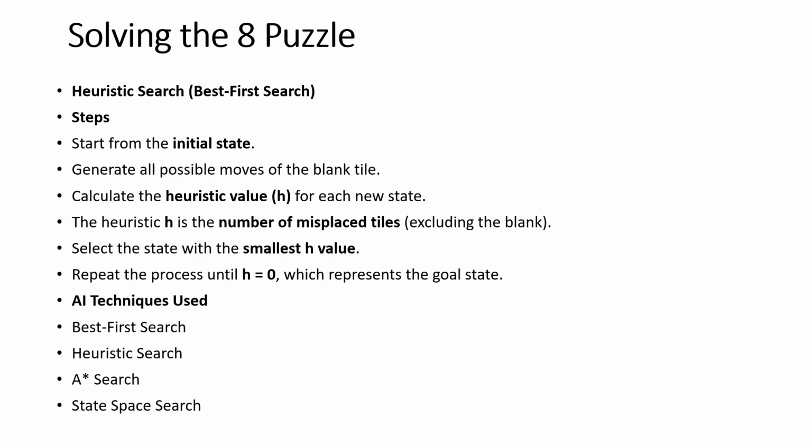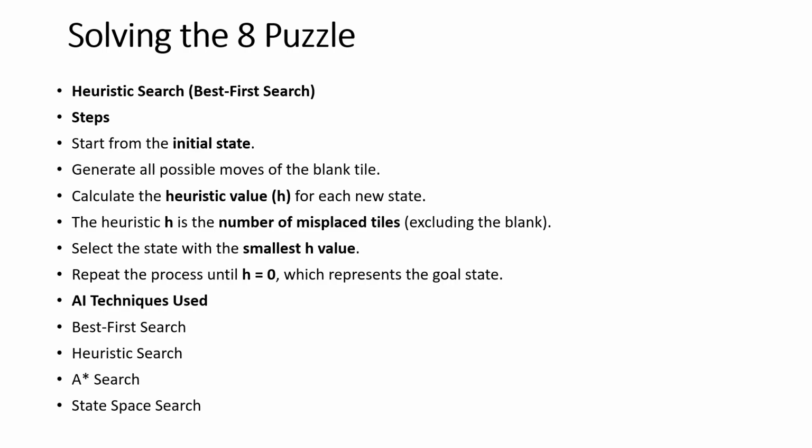And the next one, repeat the process until H equals 0, the goal state. So until the process we get the value of 0, or else we have the same value as the goal state. When we compare each tile, it should get the same value, which means we can stop our processing flow. Okay, so this is the step flow we need to focus on. And next one, the AI techniques, what are all the techniques: the best first search, and then the heuristic search, A star, and then state space. So these are all the main important searching methods we can call with the 8 puzzle problem.